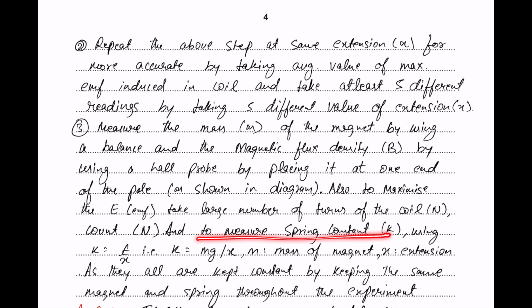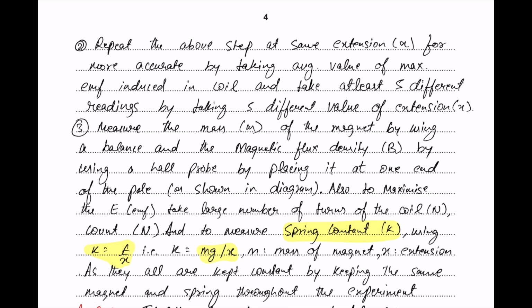And to measure the spring constant, that is very important. How you will measure the spring constant, you have to mention it using k equals F by x, that is the formula for the spring constant. Here F, that is the force, is what? The weight of the bar magnet, that is mass into gravitational acceleration. So the mass of the magnet and x we already know, g is the constant term.